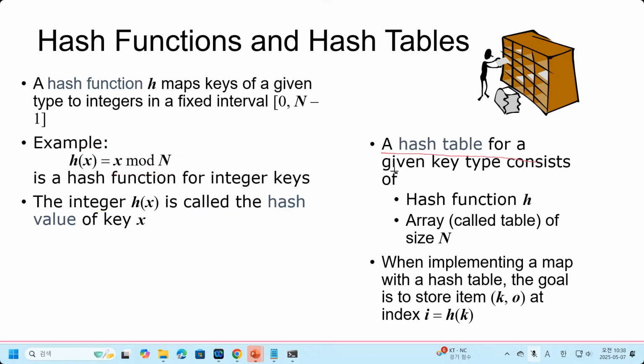So a hash table for a given key type consists of a hash function, which is this h(x), and then an array, or we call it a table, and the size is n. So when we implement a map with the hash table, the goal is to store the item (k, o). So we want to save the object o with the key k at the index i, and the index i is from the function h(k).